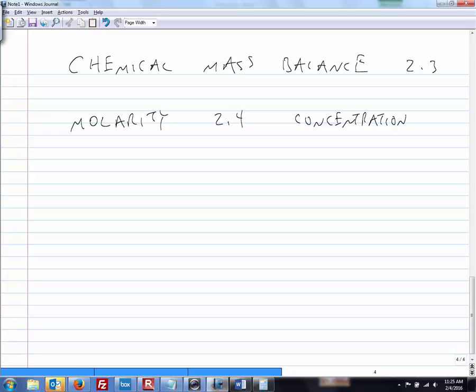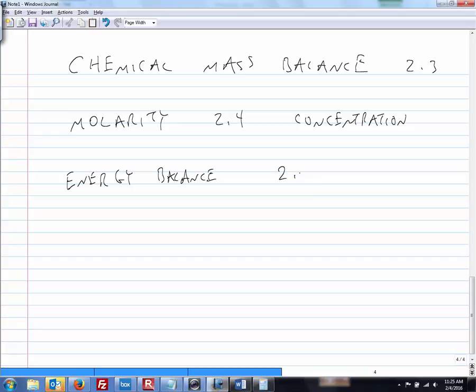Based on molar weights, then? Based on molar weights, exactly. And then the next one is energy. We're going to play with the carbon baggies. Yeah, I like that one. Energy balance, and that's 2.8.